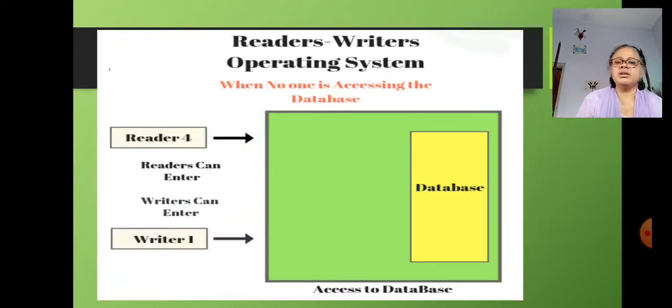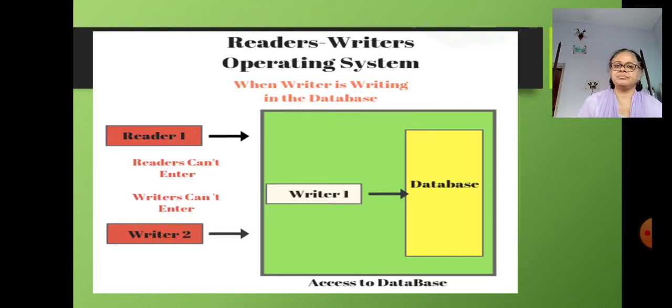This is the diagram when no one is accessing the database. In the diagram you can see that, say, reader 4 can enter, and writer 1 can enter. Since no one is accessing the database, there is no restriction on readers and writers to access the database.